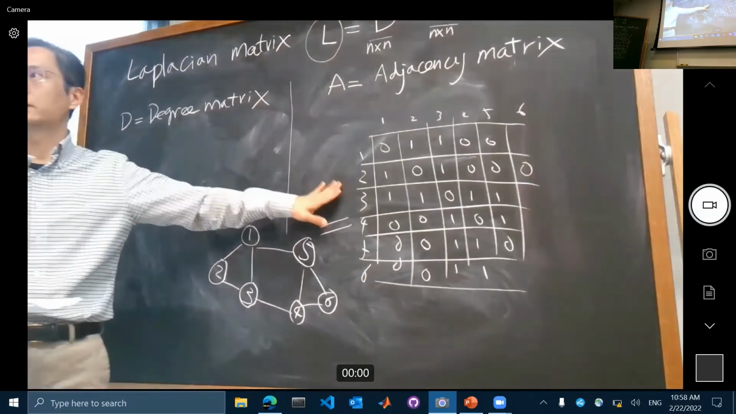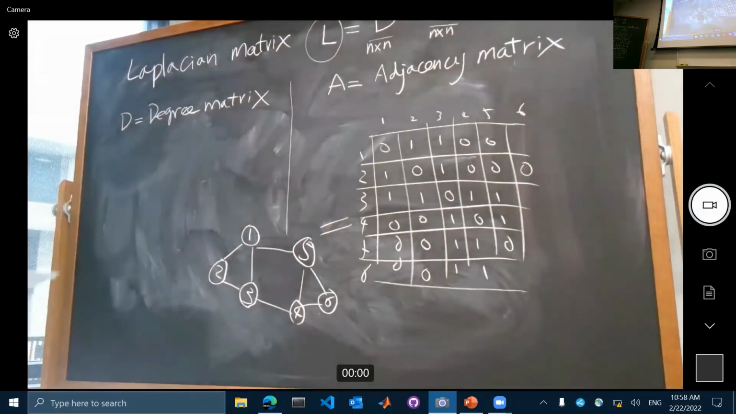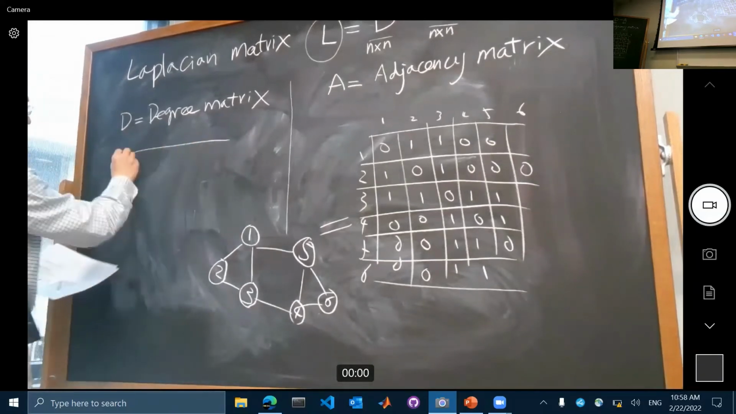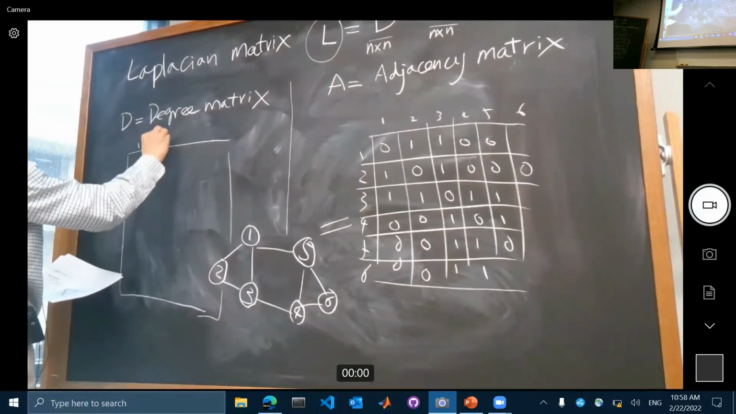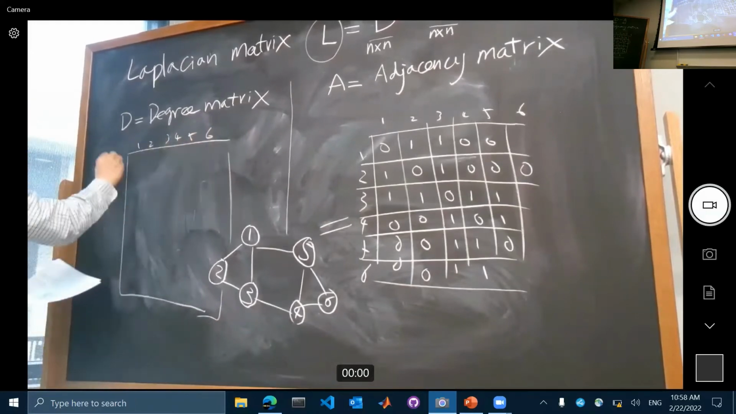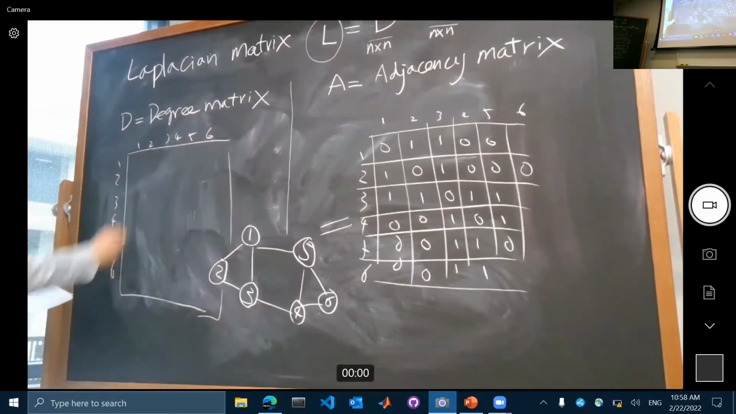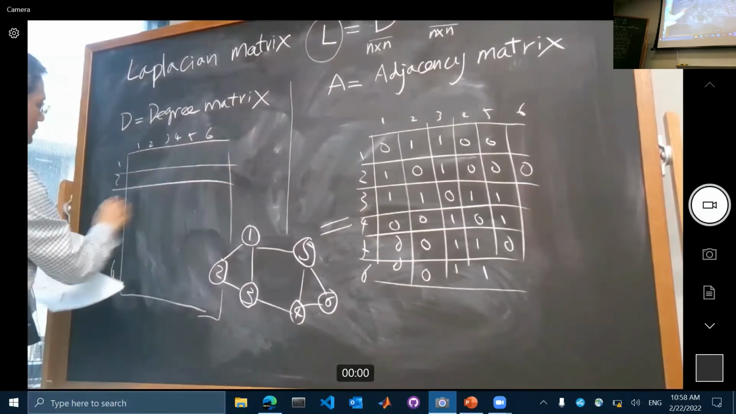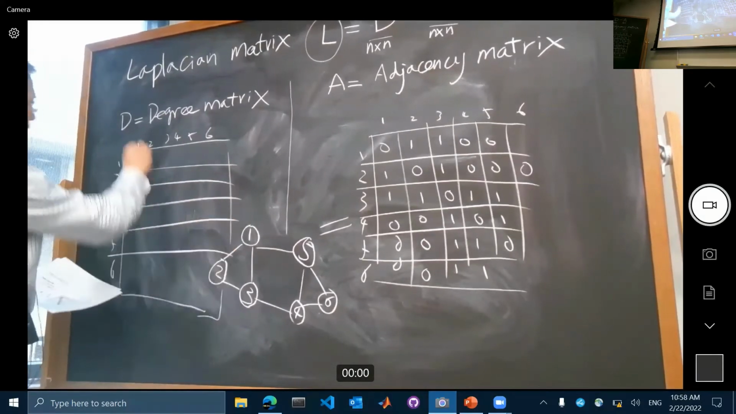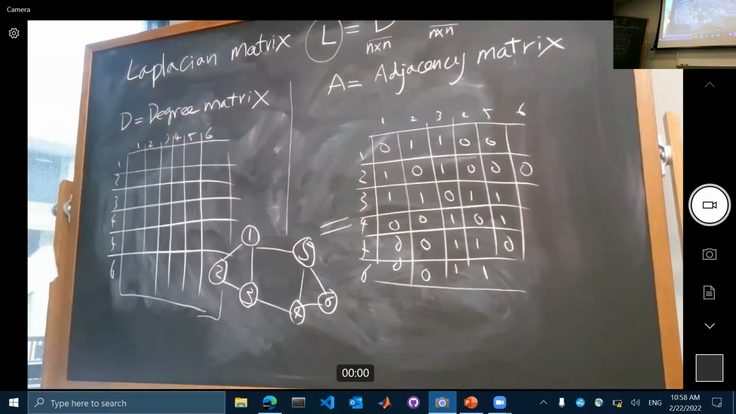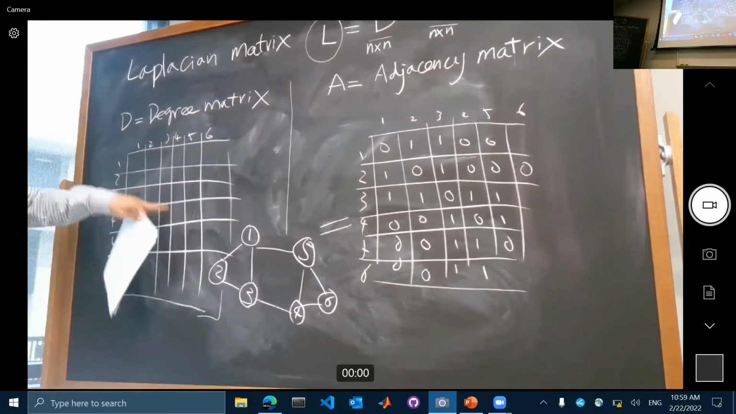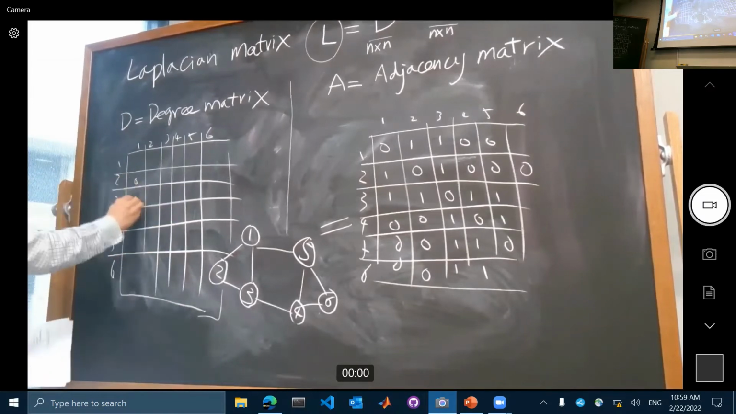Easy, right? Once you have this, you are going to compute the degree matrix. That's even simpler, and also you have a 6 by 6 matrix. The degree matrix only has values on its diagonal, and the rest of them are all zeros.